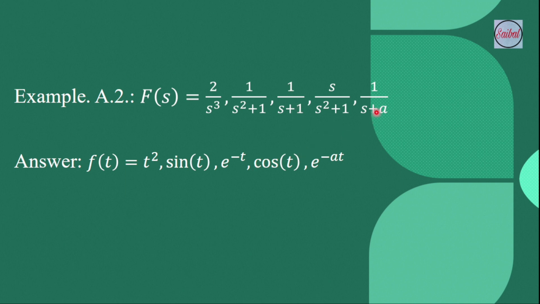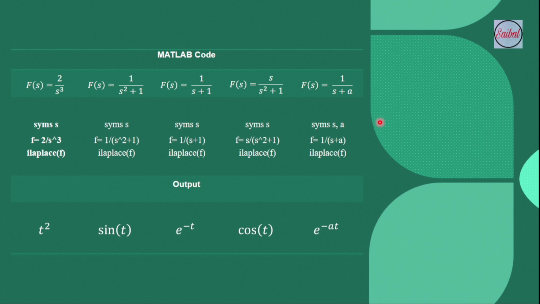Okay, so you have to remember that when you are using 1 by s plus a, s is a variable and a is also a variable, so you have to define the variables s as well as a. And this is the MATLAB code. Here you can see syms s. You have to write the function, that is 2 by s cube, and just write ilaplace of f, then you can easily find the answer, that is t square.